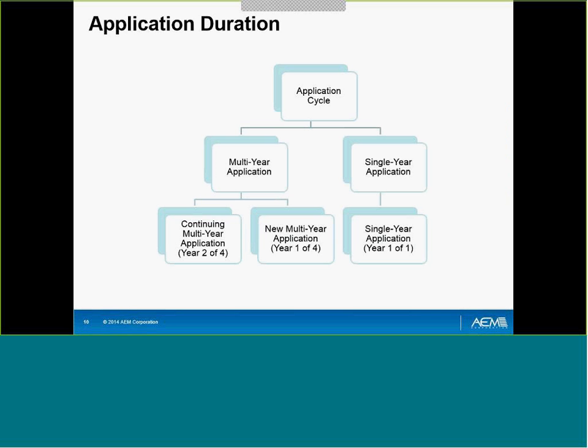The application duration. Starting with the fiscal year 2014 application cycle, applicants can choose to enter into a multi-year application or complete a single-year application. The single application process remains unchanged, but the multi-year application allows new applicants to establish and work towards the same project objectives and corresponding activities and services over a 4-year period of the application.